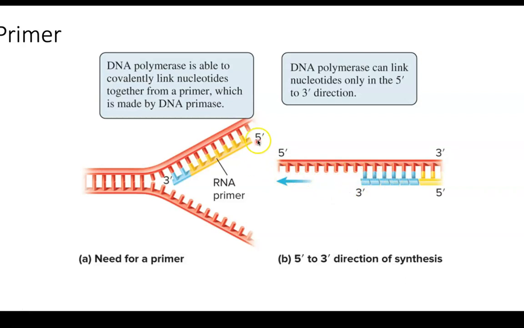So again, DNA primase puts the primer down that's made up of RNA nucleotides, and then DNA polymerase can start adding those nucleotides in the 5' to 3' direction. You see the arrow is going from 5' to 3'? That's what's happening here.